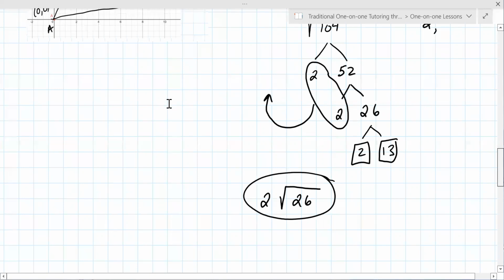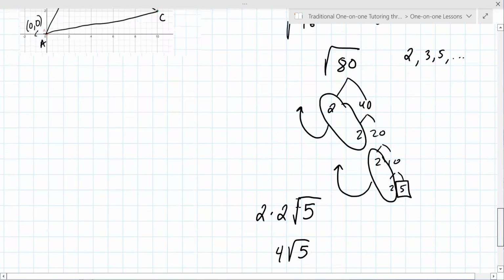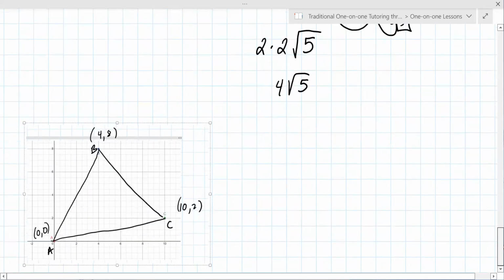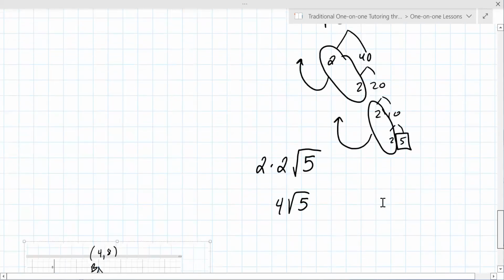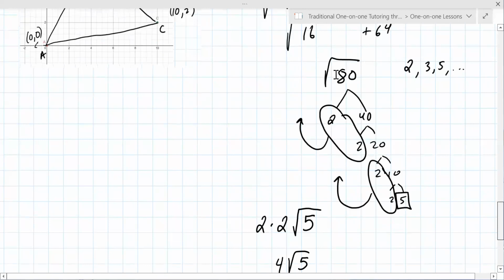So 2 square root 26. So how did you get 4 square root 5? Because I was writing it down, but how come? Well, from 80, there's 2 2s, and you bring a 2 out. There's 2 more 2s, so you bring another 2 out. That's why there's 2 2s. 2 times 2 is 4.